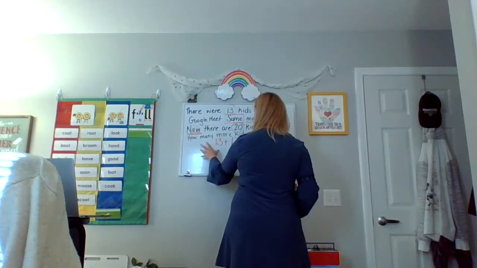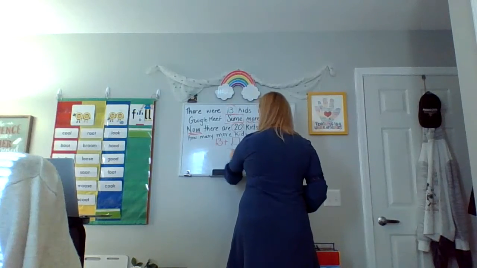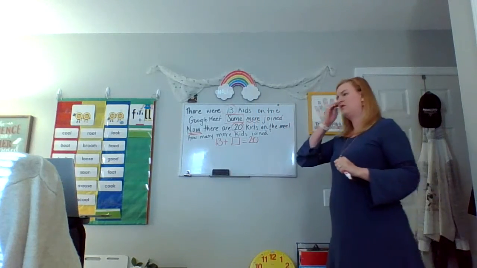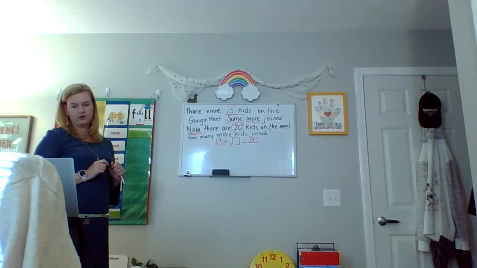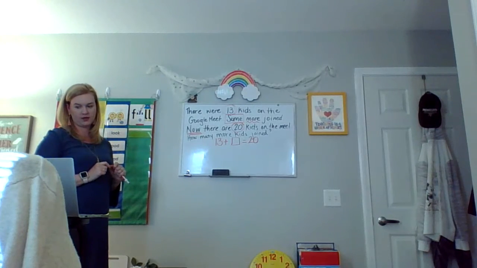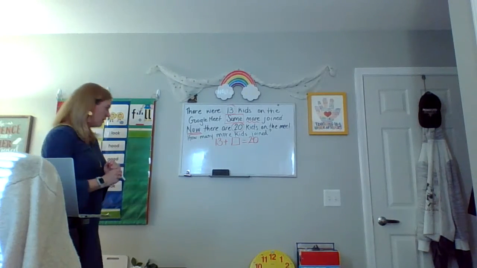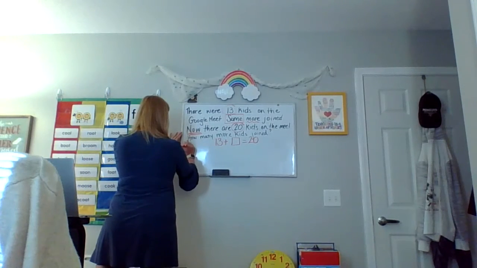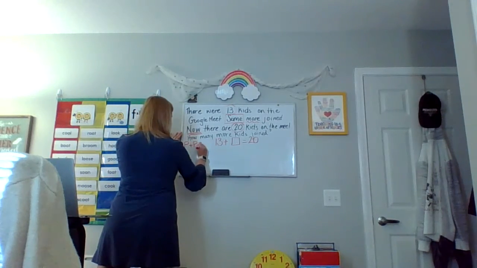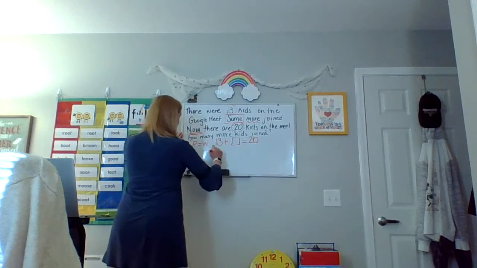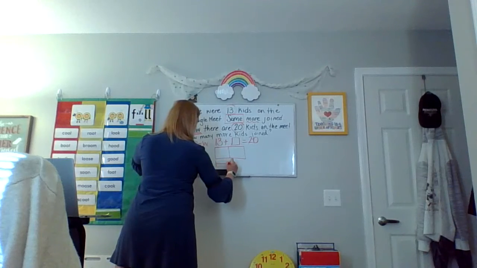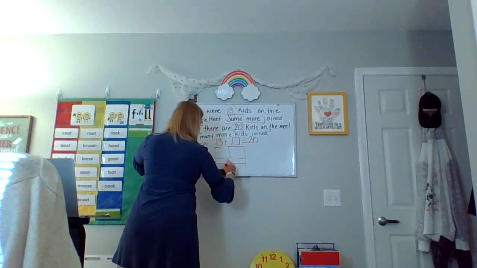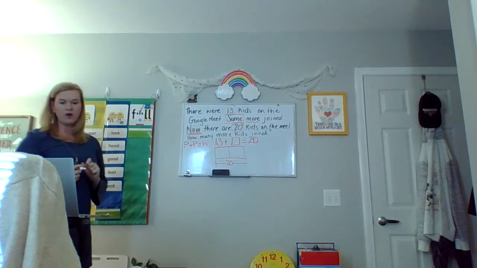Now, what's the easiest strategy to use to solve this equation? Vita. A part-part whole model. Great job. And don't forget, part plus part equals whole. So I'm going to draw my part-part whole model. Okay, it's kind of like I'm partitioning a rectangle in half. My whole number is down here. That is 20.